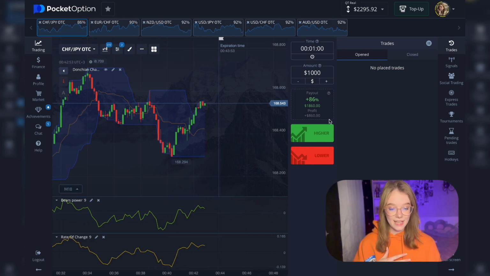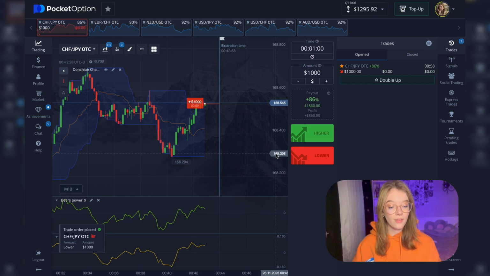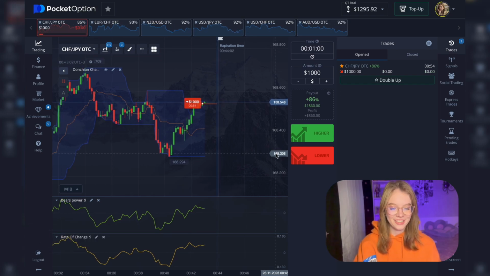Again, the chart is at its high, and at this point the indicators are showing a decline. Let's open a downturn trade here and wait for the $860 profit.